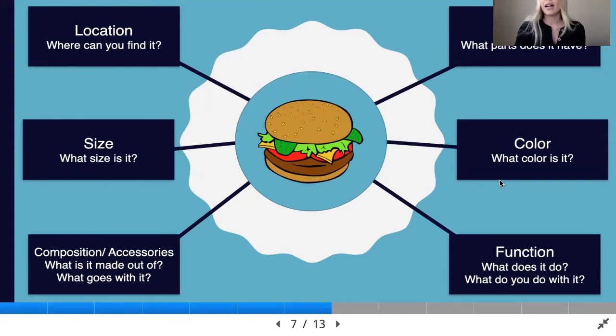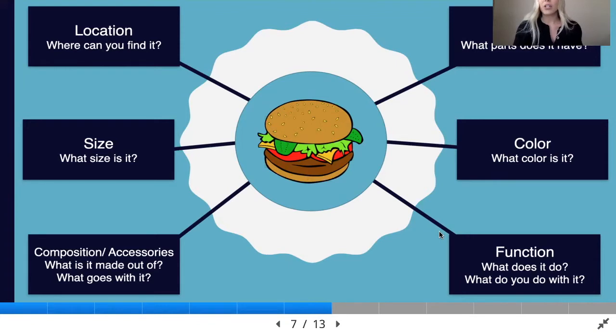All right, color, what does it look like? I know there are so many different colors here, huh? So we could say it has brown, green, red, yellow. You're right, it's made up of all different colors.